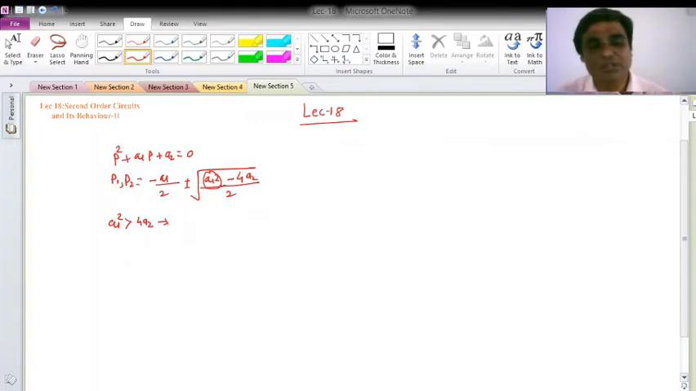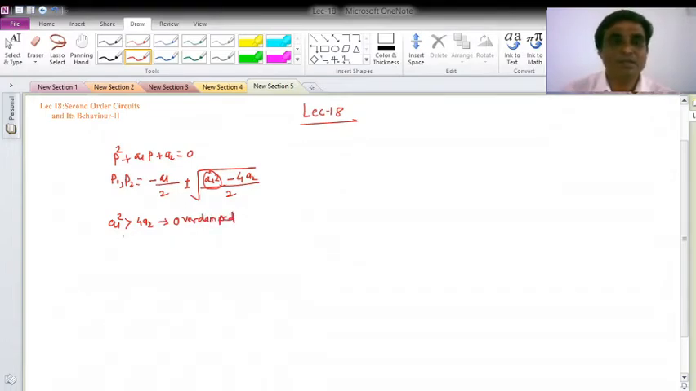What is the form of the second order response that we have seen? It is known as the overdamped response. Then we also saw what happens if a1 square is equal to 4a2. Here the roots will be real and repeated, and in this situation we obtained what is called the critically damped response or critically damped circuit.